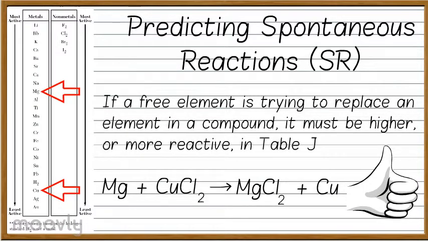The next topic we need to learn is predicting spontaneous reactions for single replacement. If a free element is trying to replace an element in a compound, it must be higher or more reactive in Table J. So simply, you would just find each element in Table J, and if it is higher, it will replace the element and the reaction will occur spontaneously. In the example, Mg is above Cu, so Mg replaces it and the reaction occurs spontaneously.